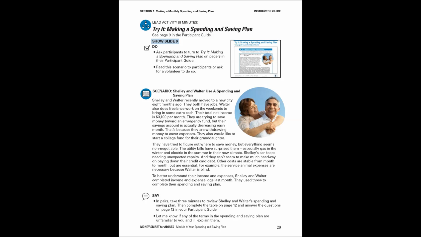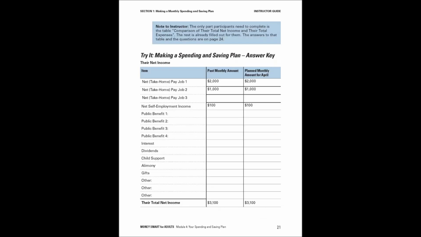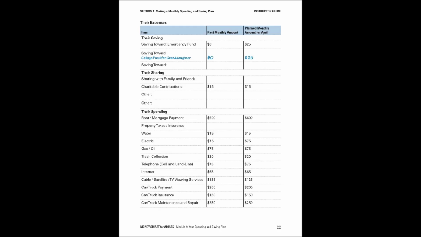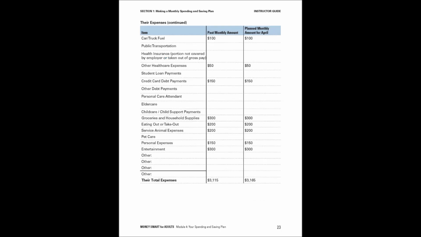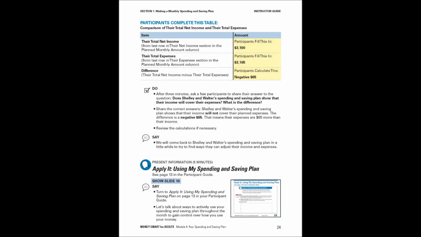Now, here's a note. The participants are only going to need to complete the comparison of their total net income and their total expenses. The rest is filled out for them, and the answers to that table and the questions are on page 24. Okay, so I want you to know that they're going to go through this, but they're only going to be actually calculating the information on page 24. Now that's page 24 in your instructor guide. In their participant guide, it is actually on page 8.